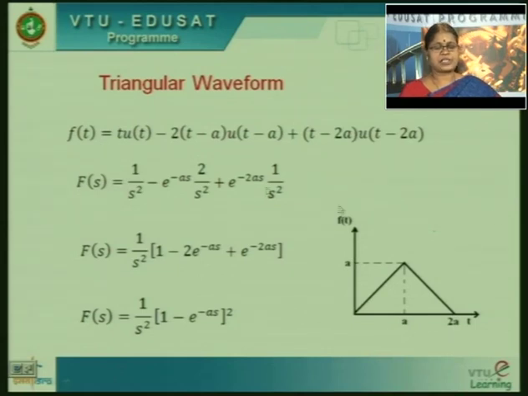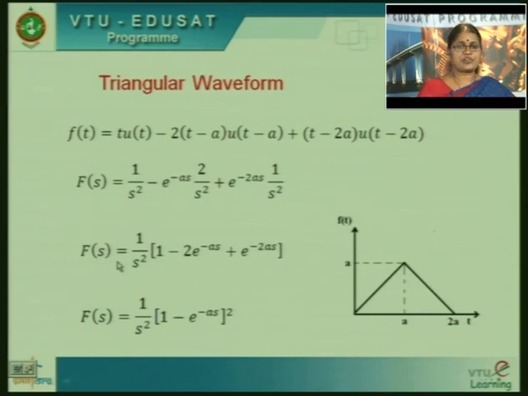Now let us take the Laplace transform of this function, which we call F of s. F of s is the Laplace transform of t u of t, which is given by 1 by s square, minus the Laplace transform of this shifted ramp, which is given by 2 e power minus as by s square, plus the Laplace transform of this third ramp function, which is given by e power minus 2as into 1 by s square. We can simplify because all these terms have s square in the denominator.